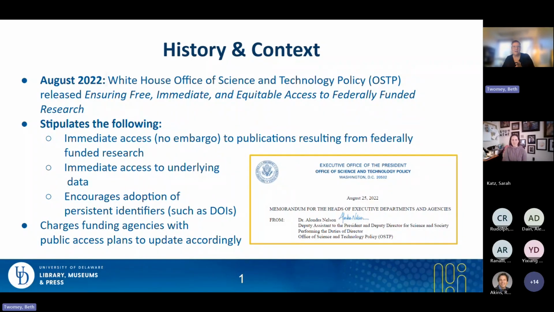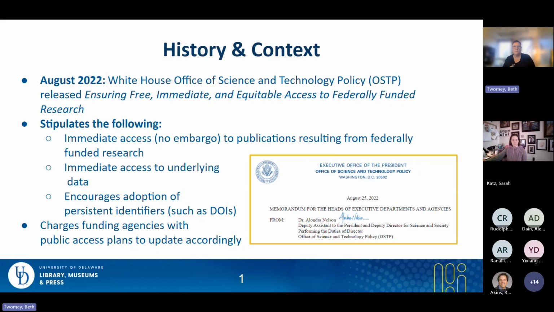So we're going to talk about the NIH Public Access Grant today. We're getting lots of questions about that here at UD, just to make sure that we're on the same page about what we're talking about. This is a result of the OSTP mandate that was released in August of 2022. And it means that if you are publishing results of research that was federally funded, it needs to be made immediately accessible with no embargo.